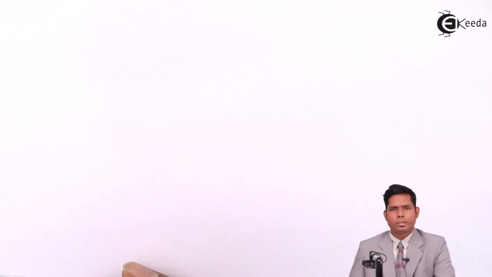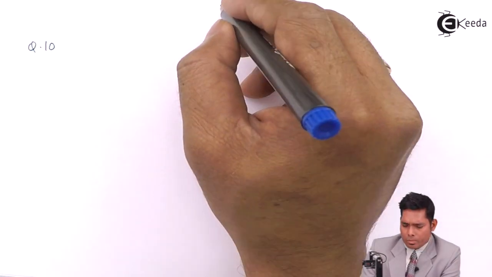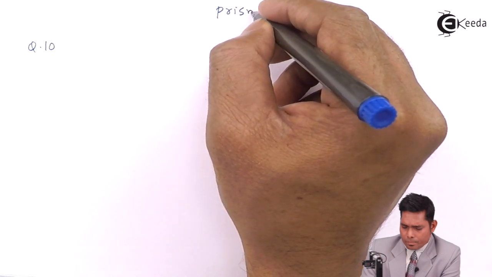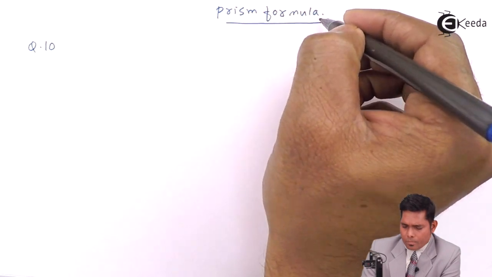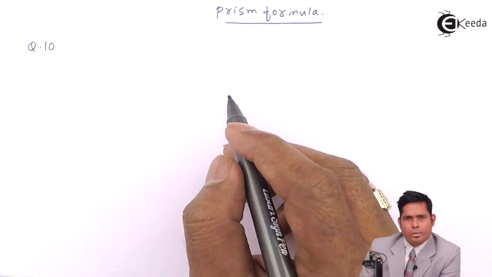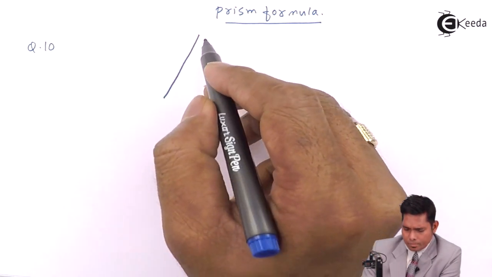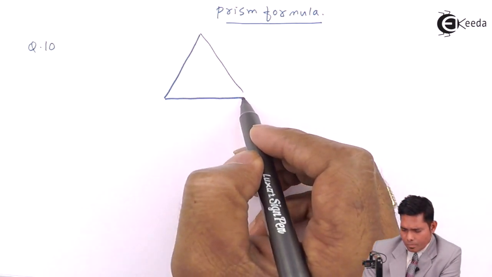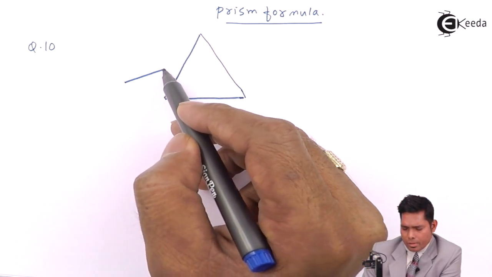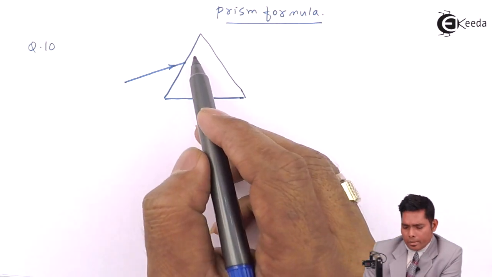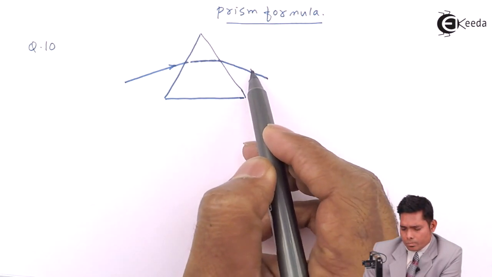So students, let us take one more example. Question number 10 on prism formula. The question says that a ray of light enters an equilateral prism. Suppose that this is an equilateral prism and the ray of light enters it and comes out like so.